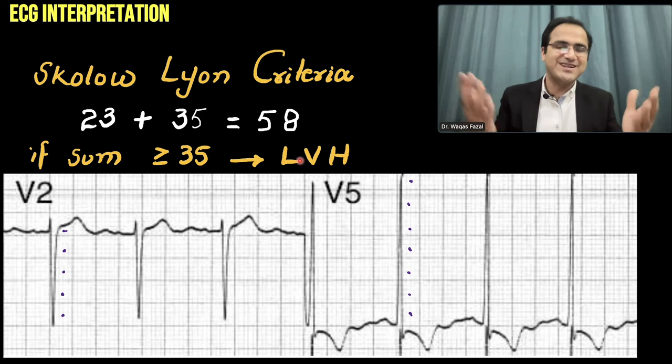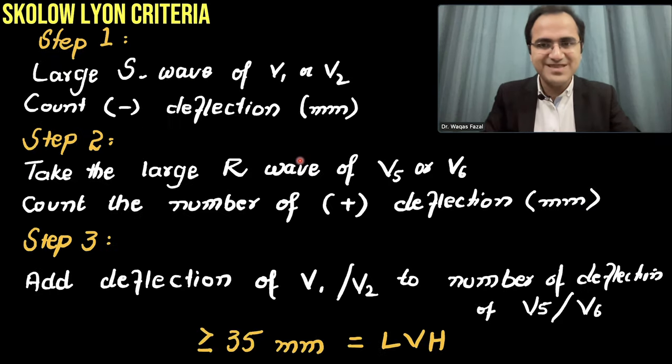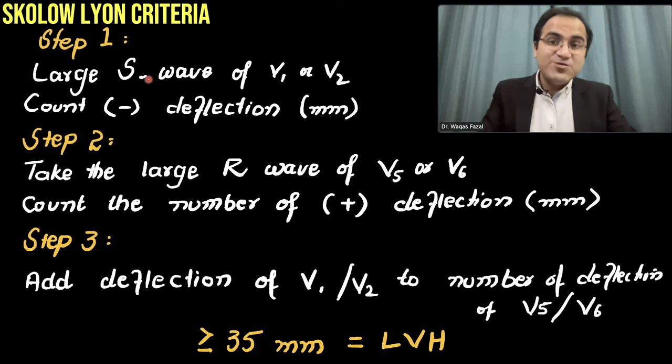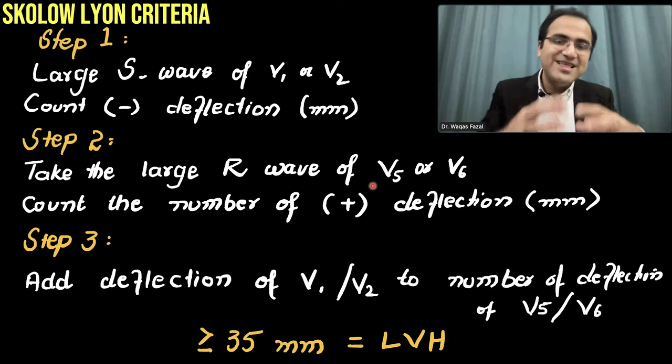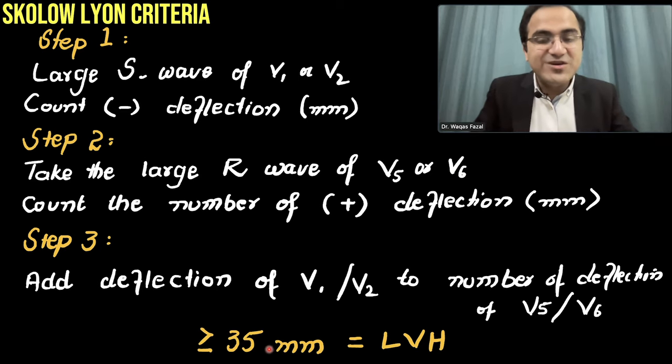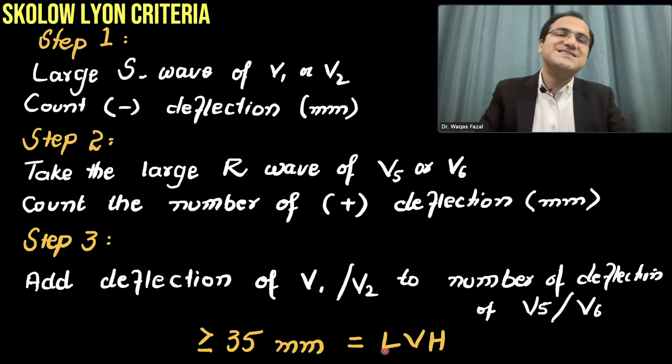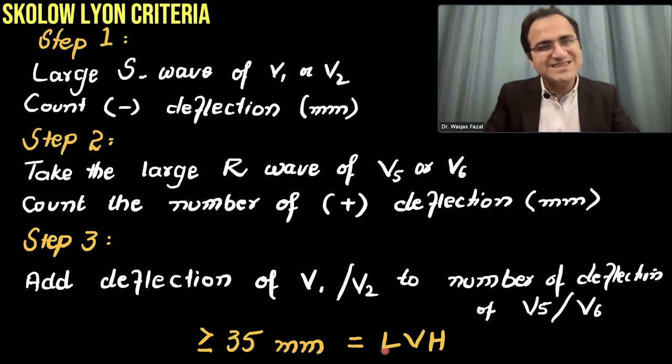That is the Sokolow-Lyon criteria. So simple. In step 1, you look at the largest S wave in V1 and V2 and measure its size. Then you look at the largest R wave in V5 and V6 and measure its size. And you add them up. If the sum is greater than or equal to 35 millimeters, it means that there is left ventricular hypertrophy. That is the Sokolow-Lyon criteria.